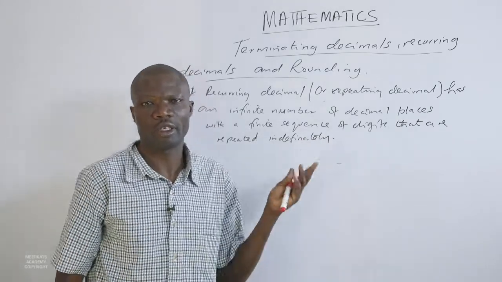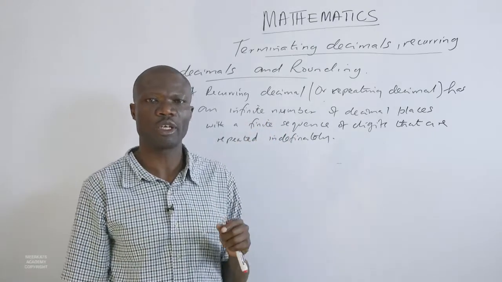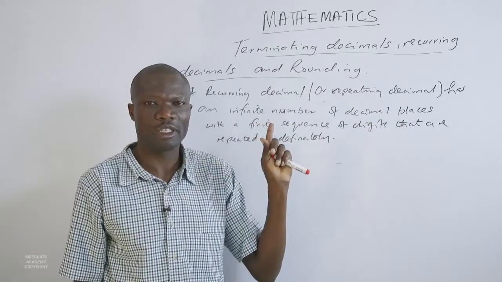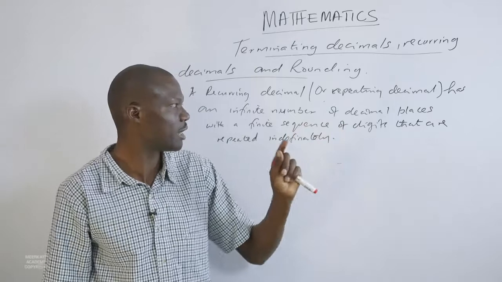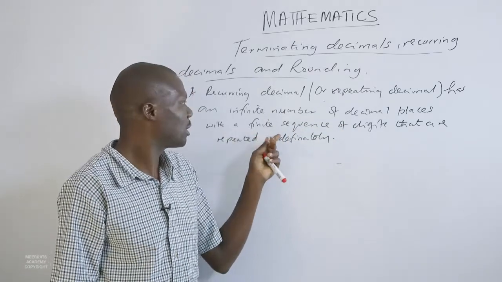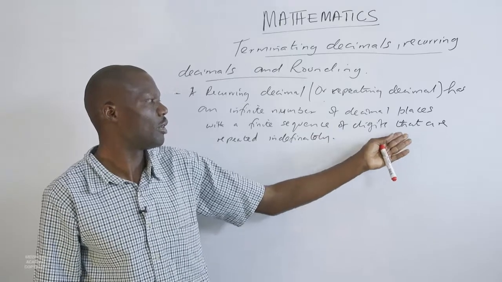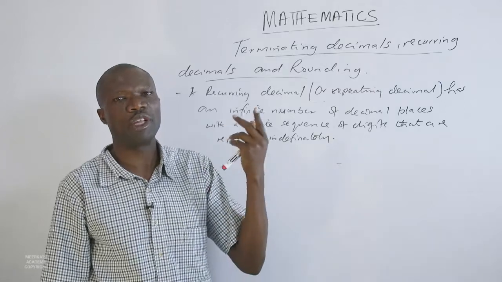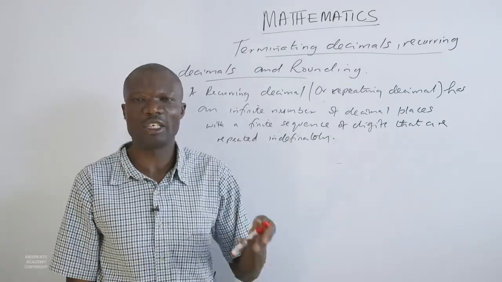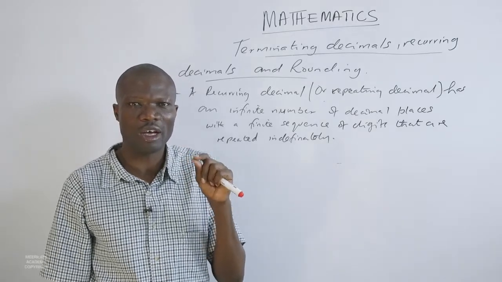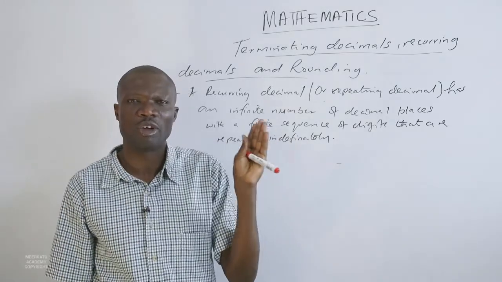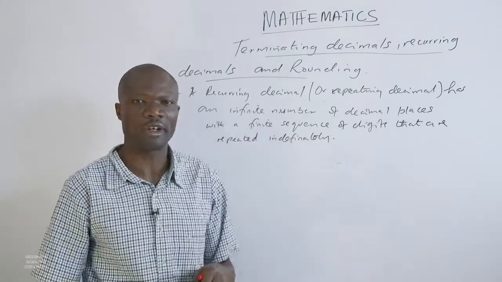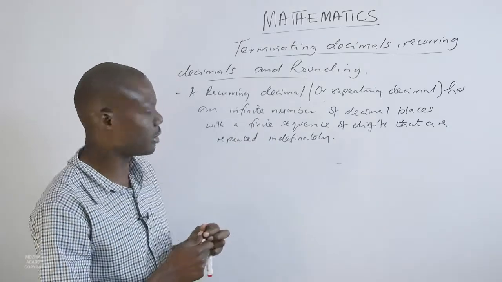A recurring decimal, or what we are calling a repeating decimal, has an infinite number of decimal places with a finite sequence of digits that are repeated indefinitely. So we are going to have the decimal places repeating endlessly, but there will be a certain pattern of certain digits repeating themselves. That is what we call a recurring decimal.